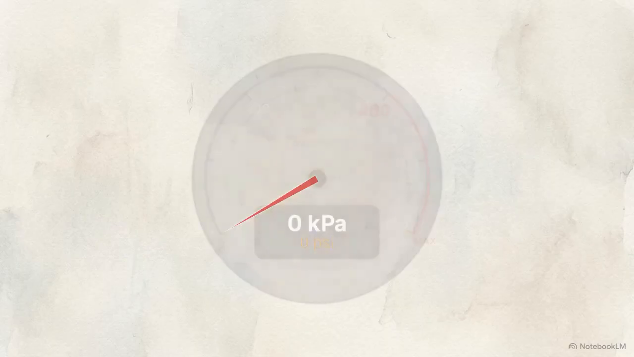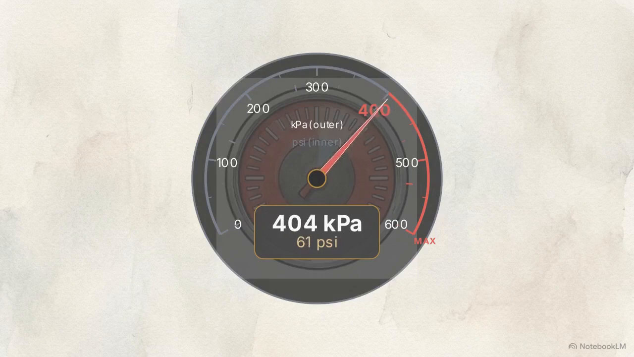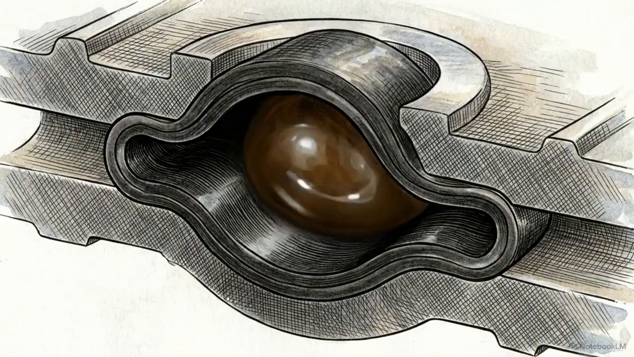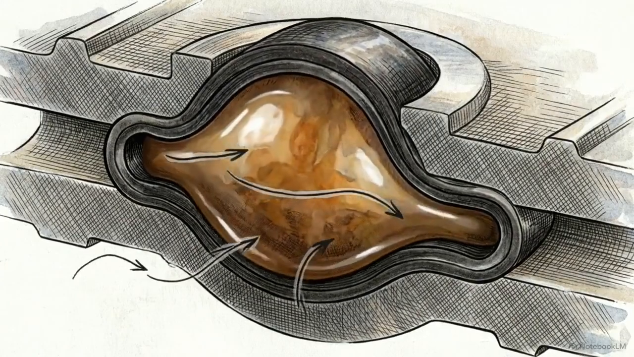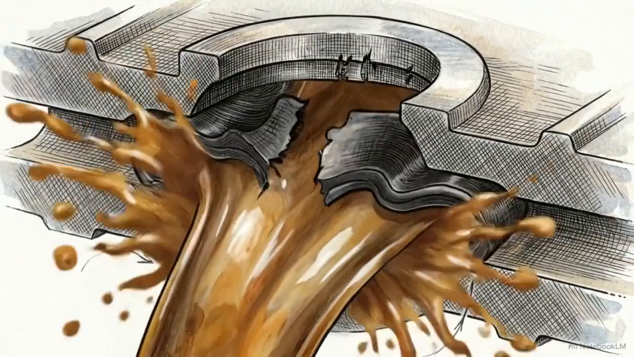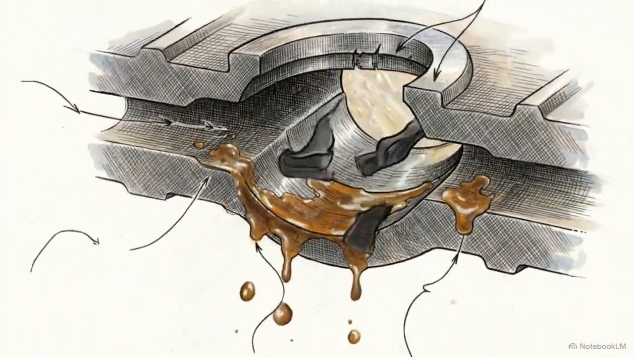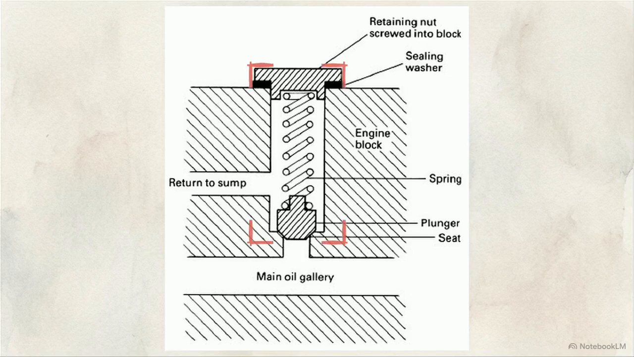For the main gallery and filter, the strict operating threshold is approximately 400 kilopascals, or roughly 60 psi. If the fluid exceeds this 400 kilopascal design limit, the pressure will violently rupture the rubber oil seals, causing catastrophic leaks and total system failure. To prevent this, the engine relies on an internal mechanical safeguard, the pressure relief valve.